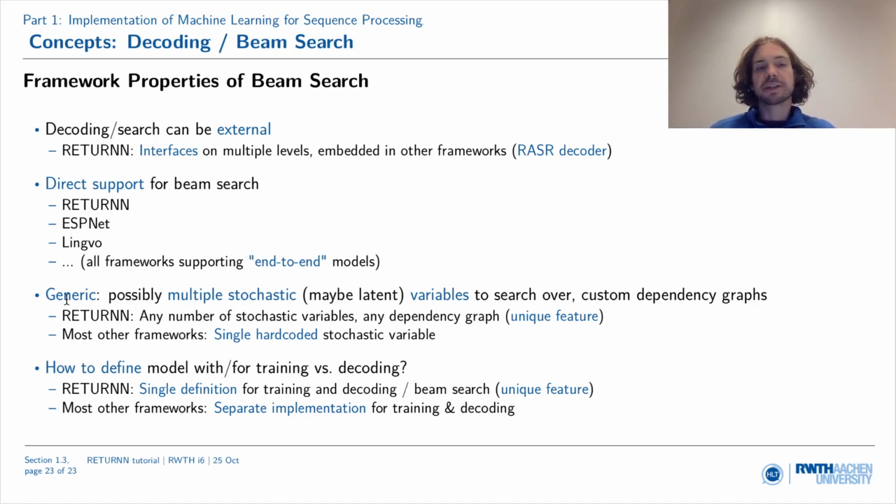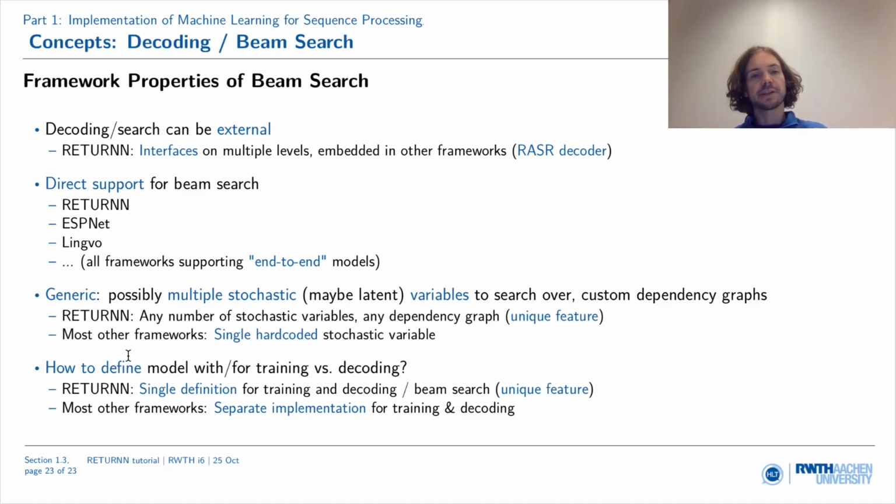The beam search could be generic, meaning that you could have multiple stochastic or maybe latent variables to search over in any custom way. RETURNN supports that. It basically supports any number of stochastic variables, any dependency graph. This is kind of a unique feature, because in most other frameworks you have one single hard-coded stochastic variable for just the output, no latent variable.